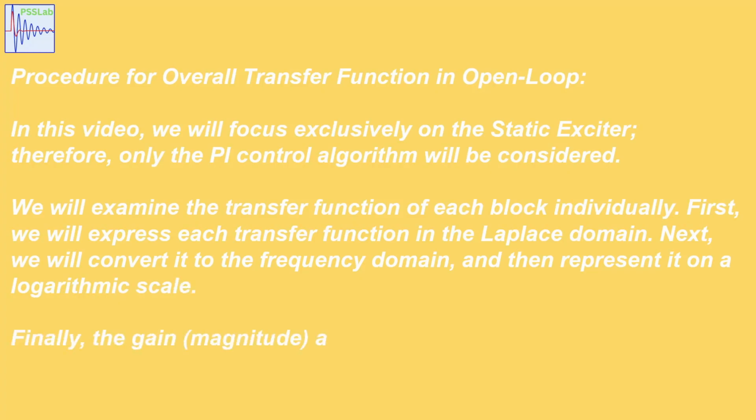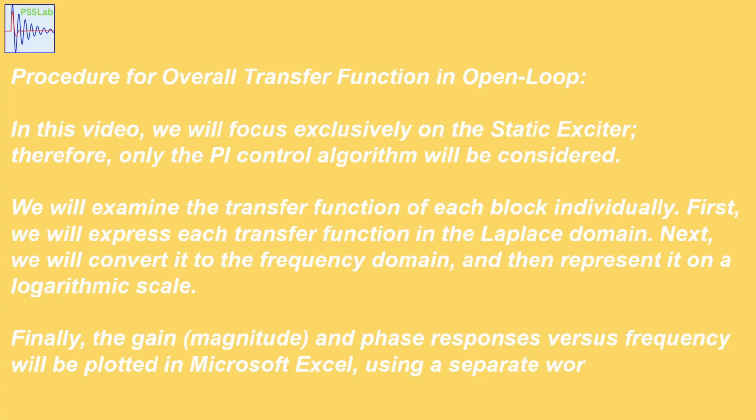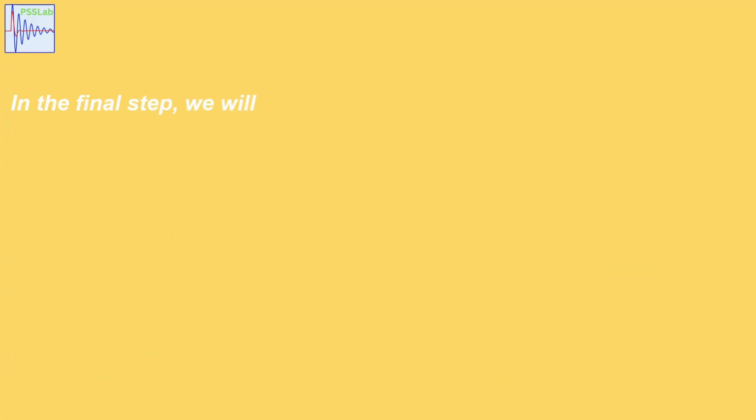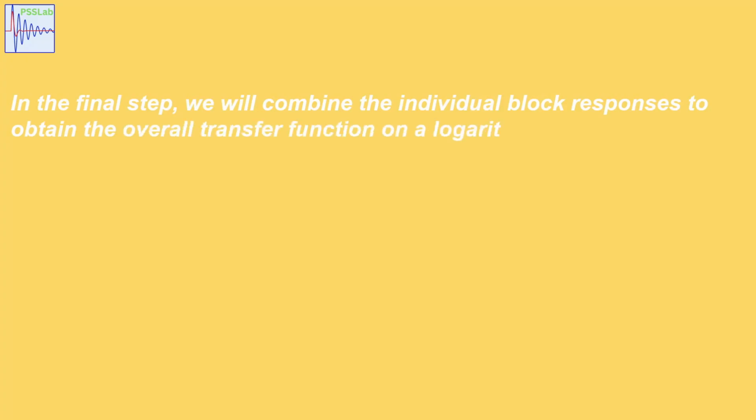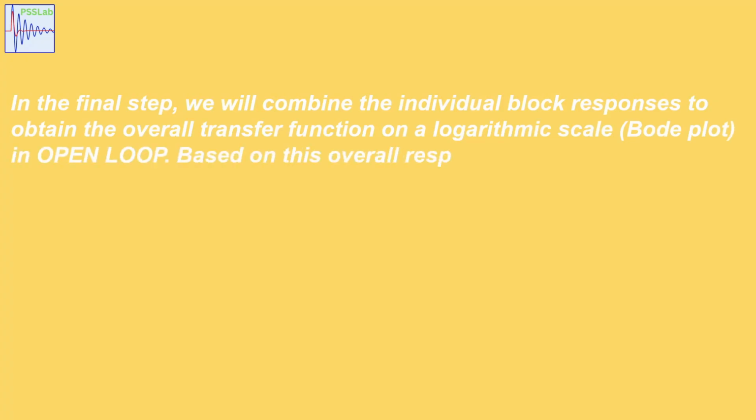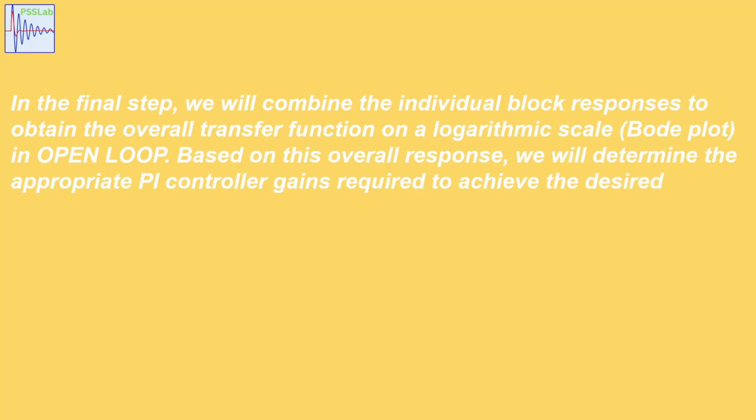Finally, the gain or magnitude and phase responses versus frequency will be plotted in Microsoft Excel using a separate worksheet for each block. In the final step, we will combine the individual block responses to obtain the overall transfer function on a logarithmic scale, which we also call Bode plot, in open loop. Based on the overall response, we will determine the appropriate PI controller gains required to achieve the desired phase margin.